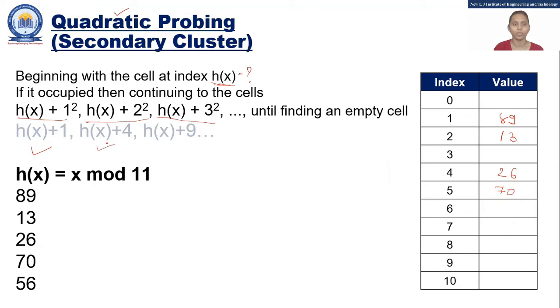So go for here. H of x plus 4. 4 means they are ideally giving the value 1. But here, after adding the 4, which value do I end up with? 5. But 5 is also occupied or not? Yes. So 1 is not free, 2 is not free, 5 is not free. So next is 1 plus 9. Means what? It is 10.